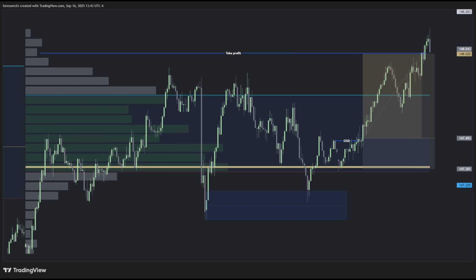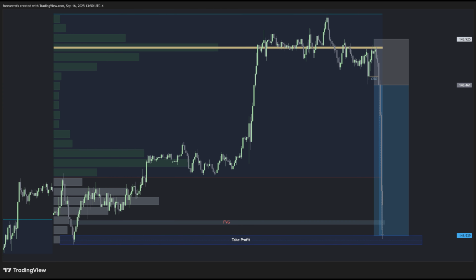The key insight with LVNs is that they represent areas of market inefficiency. The market didn't spend much time or volume at these levels initially, so it's likely to revisit them to establish more complete price discovery. Remember, you're looking for thin or empty areas in your volume profile. These stand out just as clearly as the high volume areas.